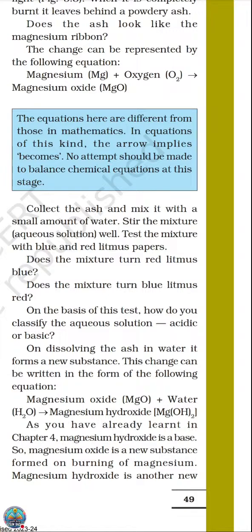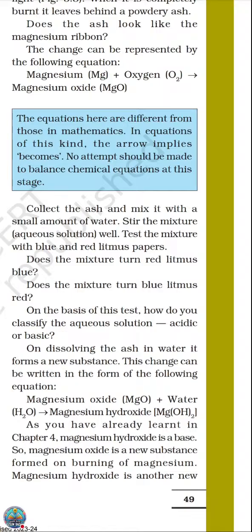Then test it with blue and red litmus paper. So what are blue and red litmus paper? They are called indicators. They will indicate whether the magnesium oxide is basic or acidic in nature. All metallic oxides are basic in nature. So as they are basic oxides, they will change the red litmus paper to blue. Blue turns to red in acid. Since metallic oxides are basic, red will change to blue.